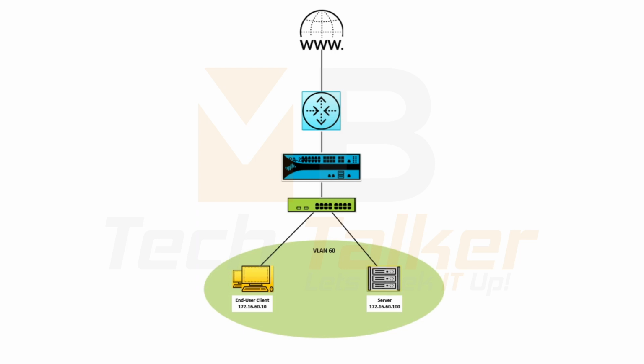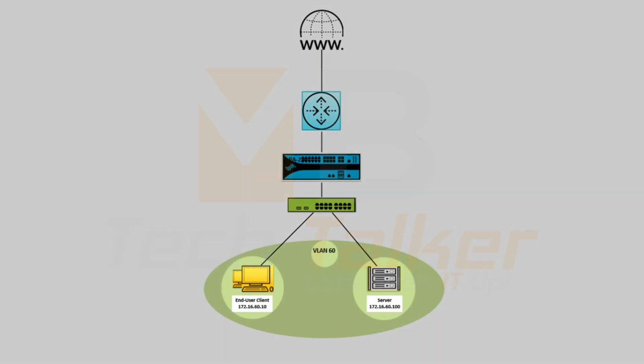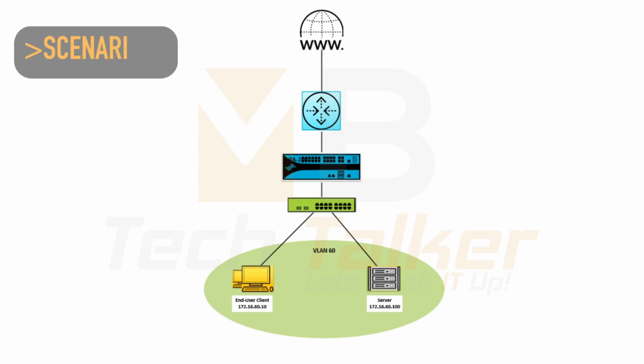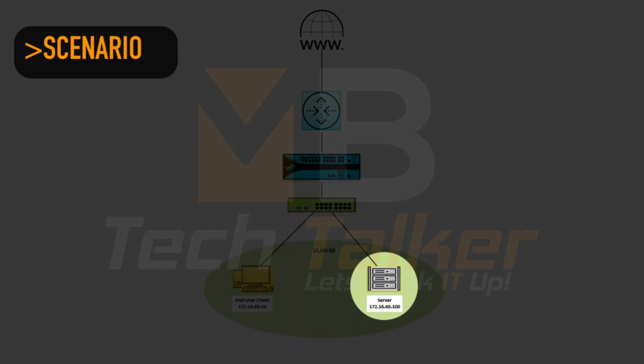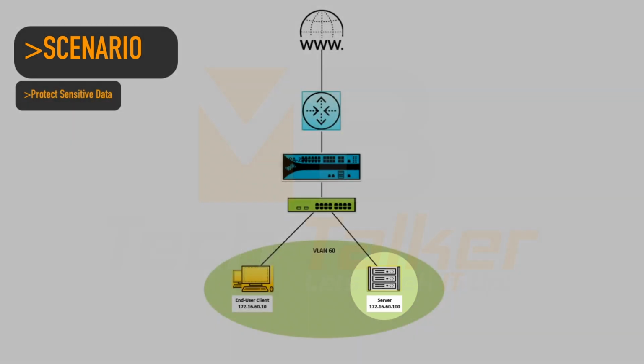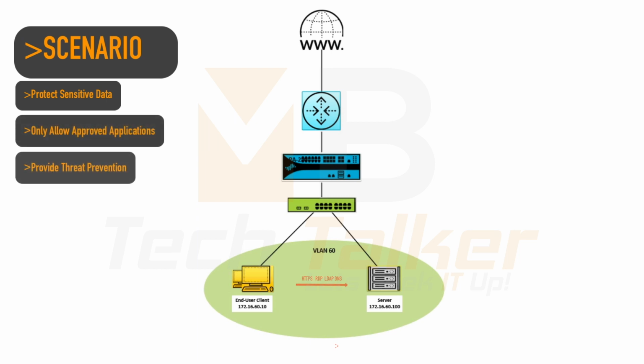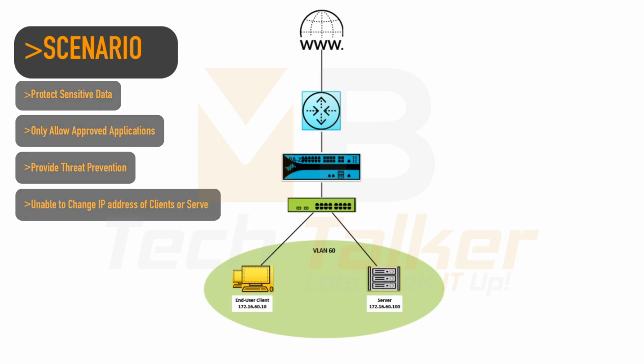Okay, so this diagram shows a simple flat network of an existing small business where a physical Palo Alto PA220 firewall has already been deployed. The network consists of end-user PCs and a single server that reside on VLAN 60. So we have a scenario. The company's security team have decided that due to the sensitivity of the data on the server, it needs to be subject to tighter security controls, allowing only approved applications to access the server, as well as the ability to provide threat prevention without the need to change the IP addresses of the clients or the server.